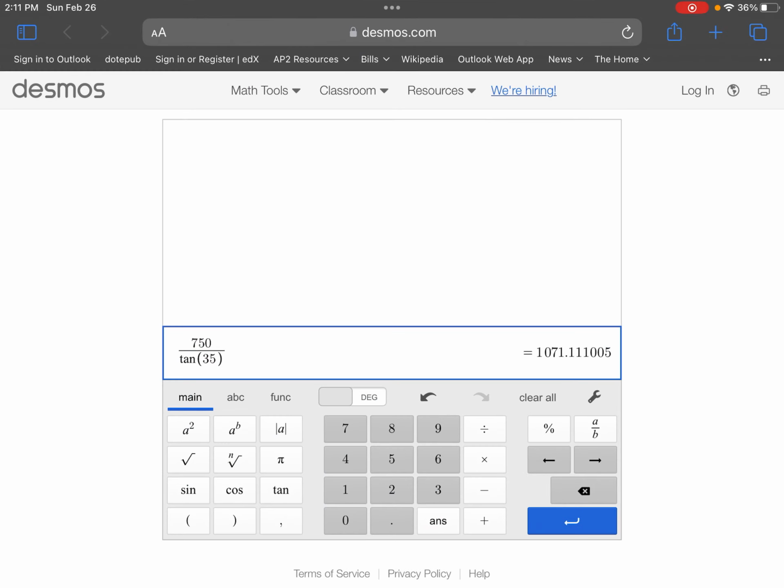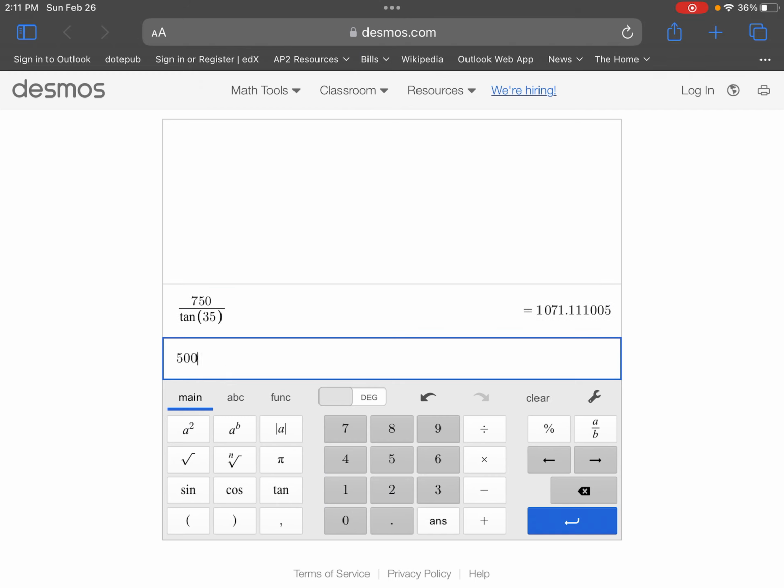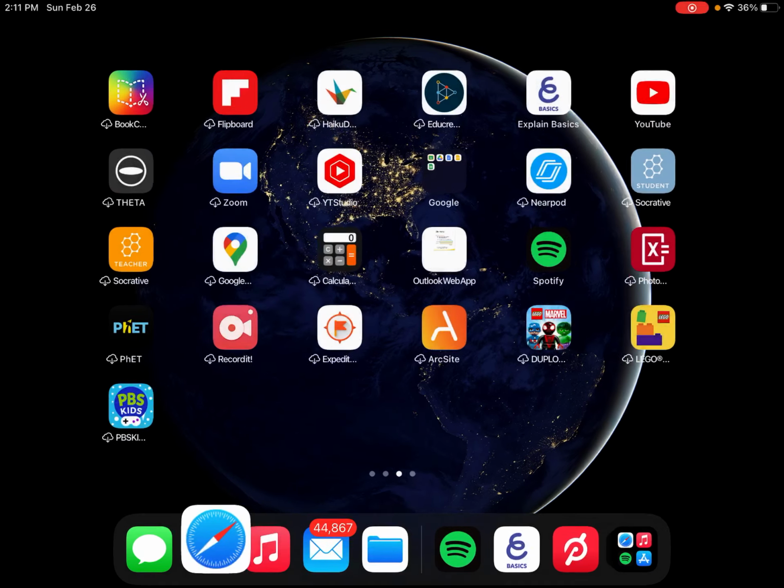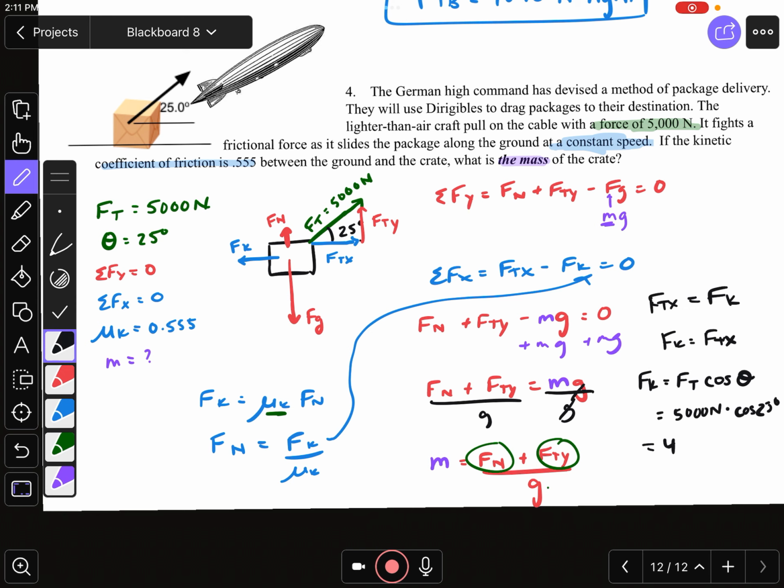I'm just going to go to my calculator. 5,000 times cosine of 25 degrees. And I get 4,531.538935. So I'm going to go ahead and just keep 4531.5. And now I have my Fk.